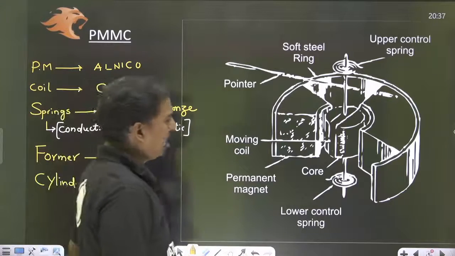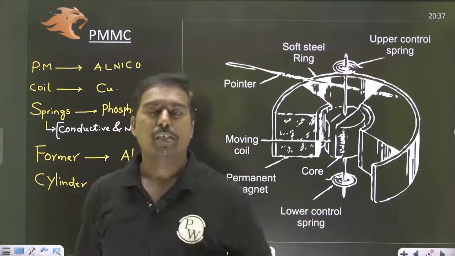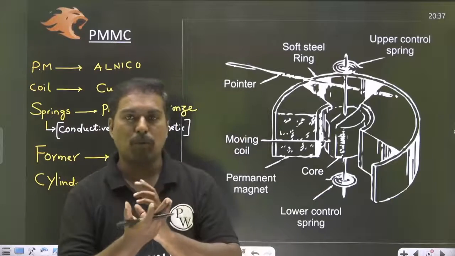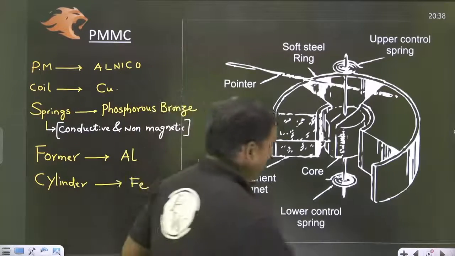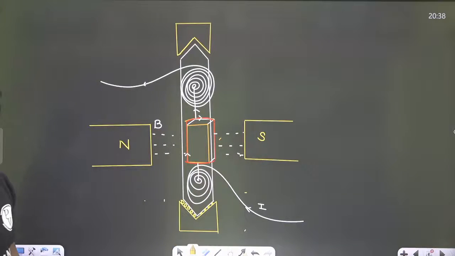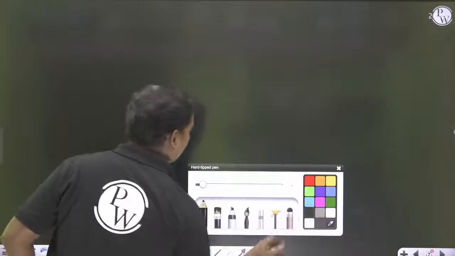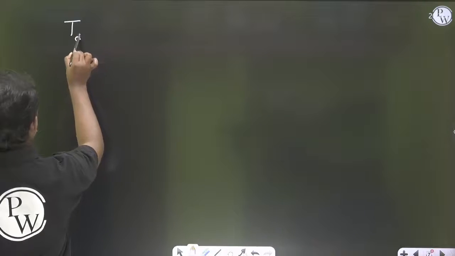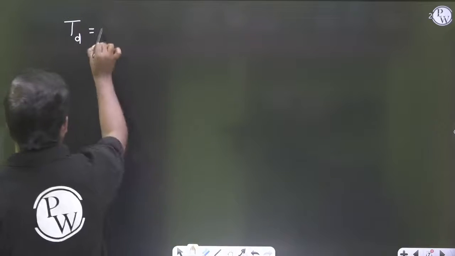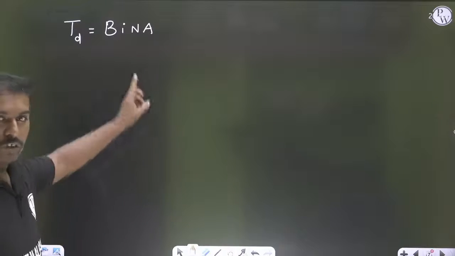Please remember, between the two poles of the permanent magnet setup, north pole and south pole, there is a copper winding. When the current enters under a magnetic field, that copper coil gets deflected. Because of the deflection, this setup experiences a deflection torque. Directly I am going to the formulas. The deflection torque experienced by the PMMC setup is given by the formula BINA. This is the formula that you have to remember.